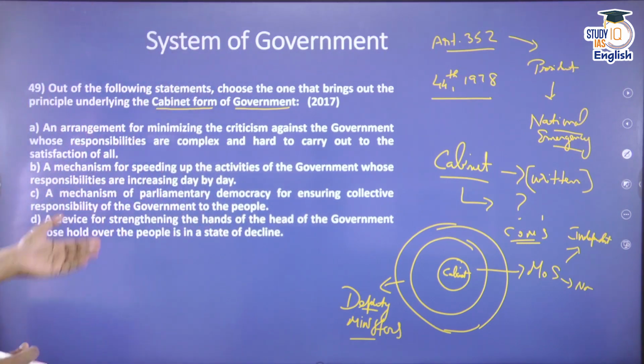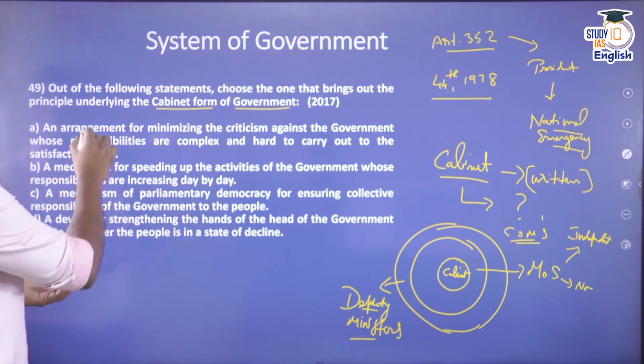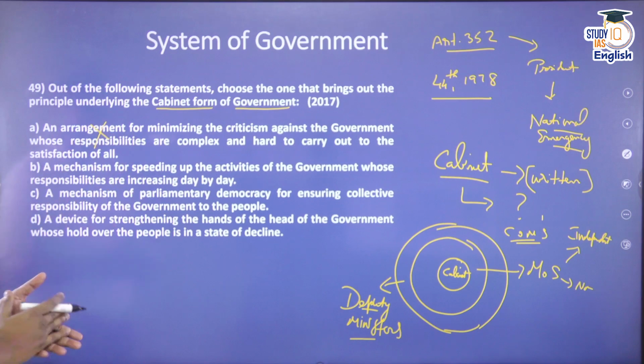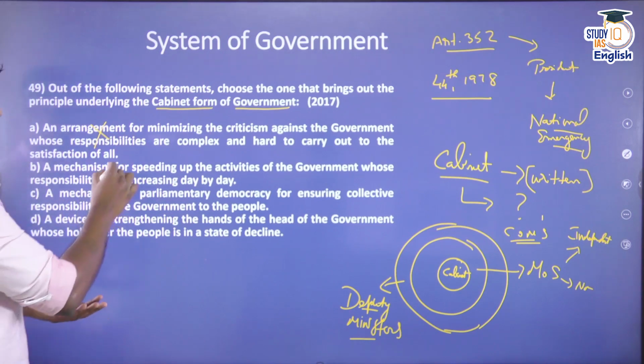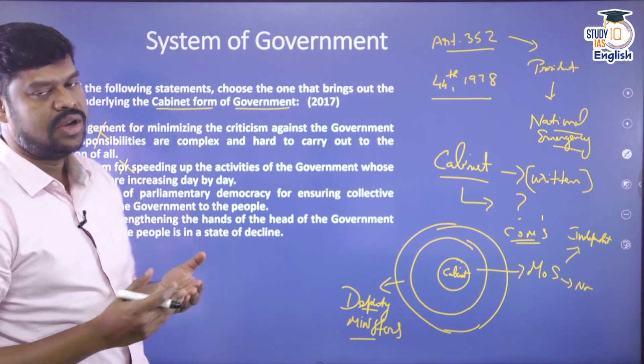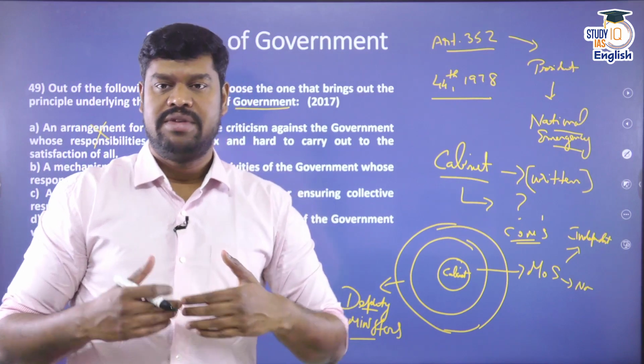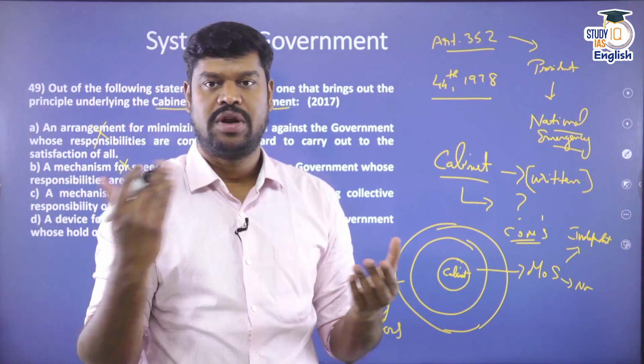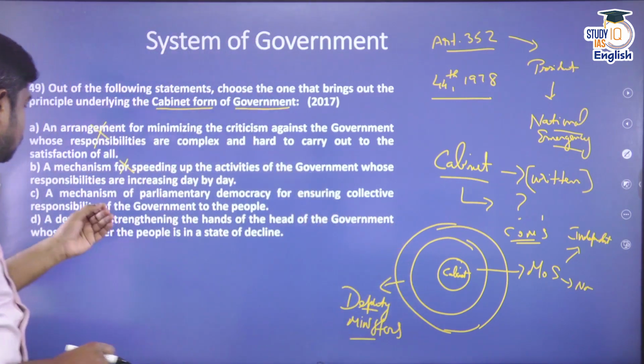Come to the statements with the following information. An arrangement for maximizing criticism against the government whose responsibilities are complex and hard to carry out the satisfaction of all. So this is not very relevant to the question. A mechanism for speeding up the activities of the government whose responsibilities are increasing day by day. In fact, the idea is not speeding up. In fact, an individual minister taking decision can even speed up the process rather than going for a cabinet meeting. So that's not the idea.